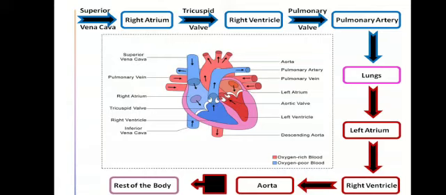This is also another flow chart. Whatever I said, the same thing only. Through the vena cava, it comes to the right atrium. Then through the tricuspid valve, it goes to the right ventricle. Through the pulmonary artery, it goes to the lungs. Then it goes to the left atrium after purification. After that, it goes to the left ventricle. Then through the aorta, it goes to the rest of the body.